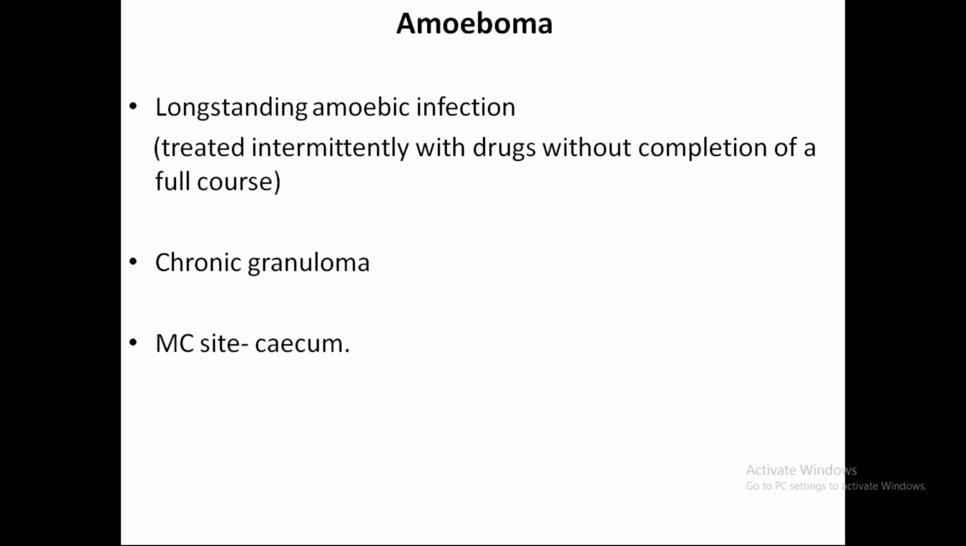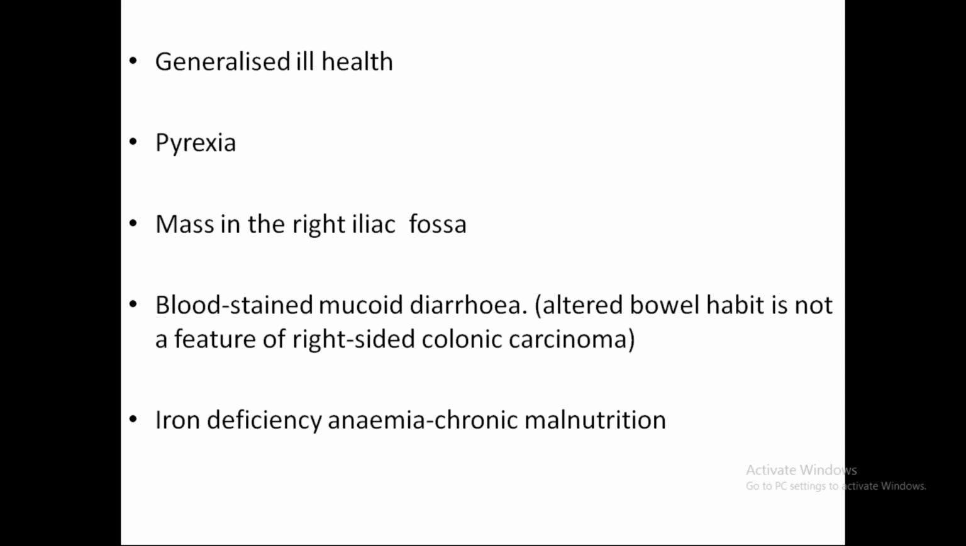Now amoeboma. It is a long-standing amoebic infection treated intermittently with drugs without completion of a full course. It's a chronic granuloma. The most common site is the cecum. Generalized ill health will be present. The patient can have pyrexia, and there will be a mass in the right iliac fossa. In the differential diagnosis of a right iliac fossa mass, you have to remember amoeboma also. Bloodstained mucoid diarrhea will be present in amoeboma, whereas in carcinoma, altered bowel habit is not a feature of right-sided colonic carcinoma.